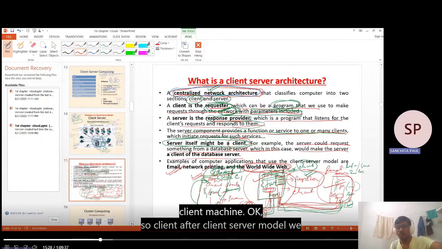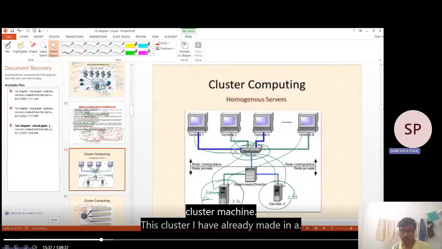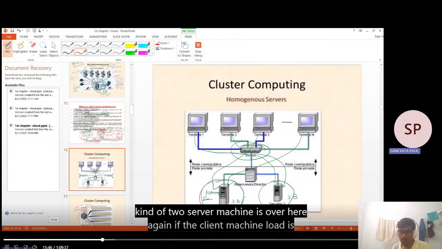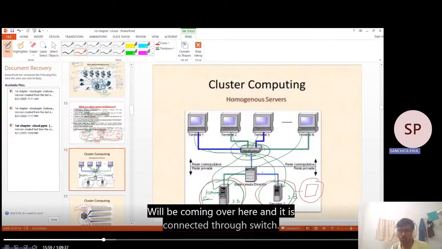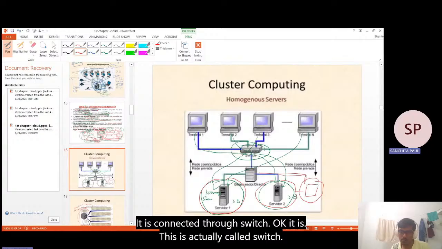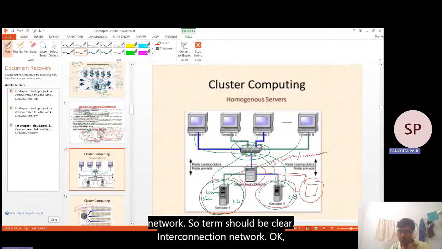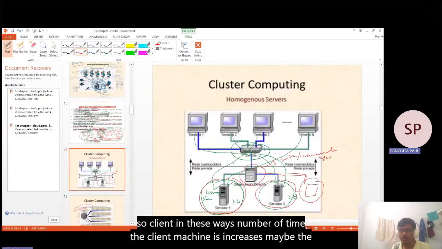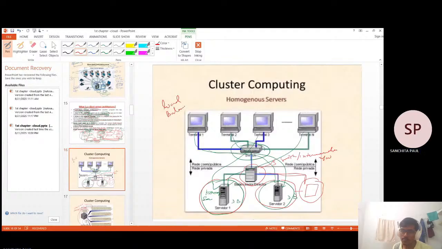Okay, so after the client server model, we are going to the cluster part, because it is the extension of the client server model. This cluster I have already drawn in a previous section: these are the client machines, and if the load is increased, then a similar kind of server machine is added over here. Again, if the client machine load is increased, then another server machine will come over here, and it is connected through a switch. This is actually called a switch or any other interconnection network, not only a switch, any other interconnection network. So the term should be clear: interconnection network. In this way, as the number of client machines increases, the server machines should also be increased, because of load balancing.